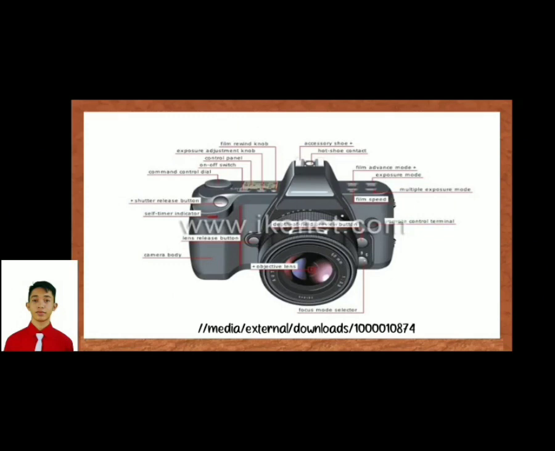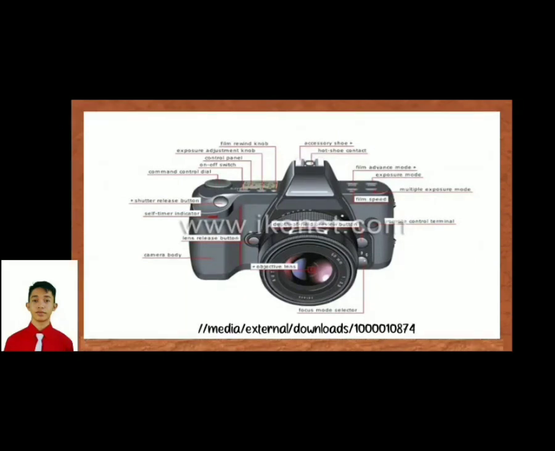Number 5. Command control dial used to select different camera modes or adjust settings like exposure compensation. Number 6. Accessories shoe and hot shoe contact, attachment point for external accessories like flash units or electronic viewfinders. Number 7. Film advance mode plus exposure mode. Selects the film advance mode, for example single frame or continuous, and exposure mode, aperture priority or manual.